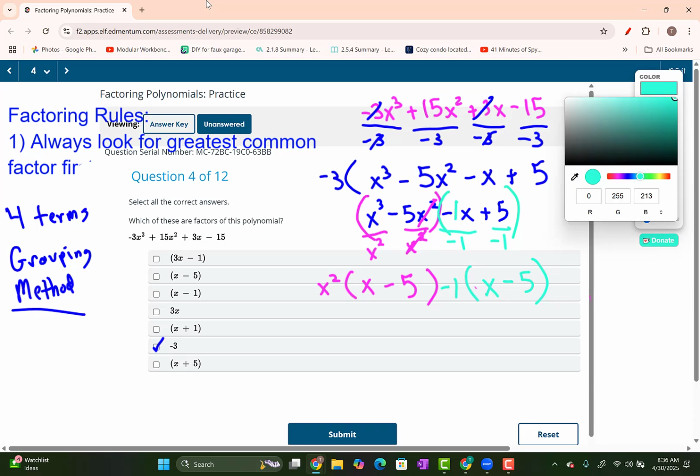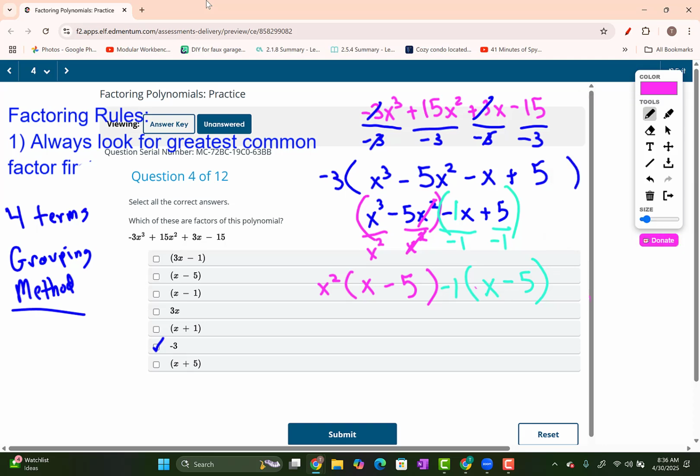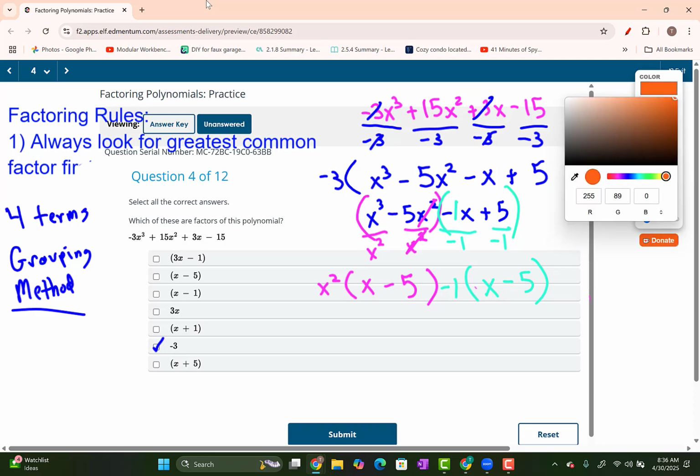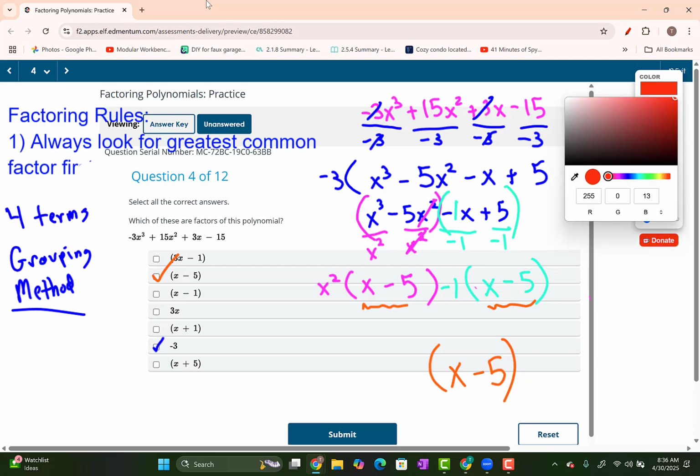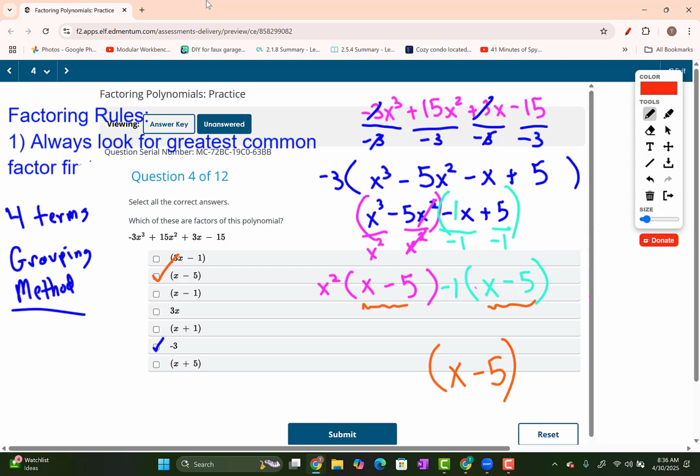Now, if you've done the grouping method correctly, what's on the inside of the parentheses should match up. And this is going to be one of your factors, x minus 5. The other factor, or the final factor, is what's on the outside, x squared minus 1, which you'll notice is not an option.